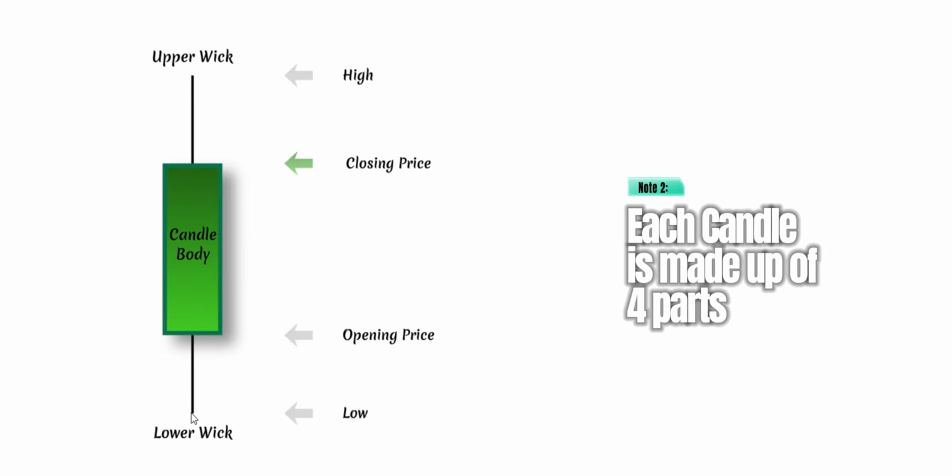The next thing to know is that each candle consists of up to 4 parts. The opening price, which is usually adjacent to the previous closing price. The closing price, where price closed at the end of that time period. And the highest and lowest points that price reached during that time period, represented by these wicks. The area in between the opening price and the closing price is called the candle body.